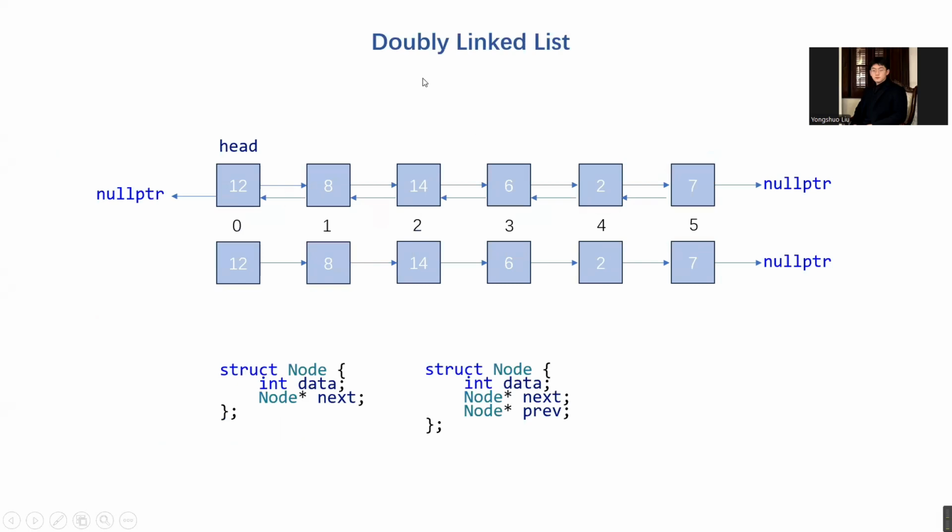So next, we will talk about the double linked list. The double linked list has some differences from the single linked list. It has a previous pointer to point to the previous node. So why do we need to use the double linked list?